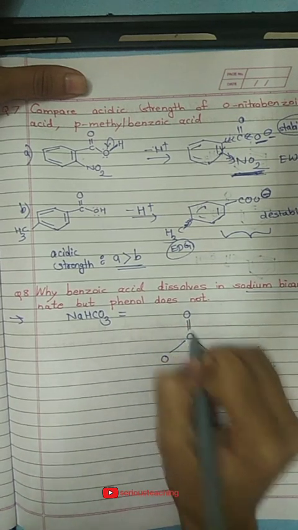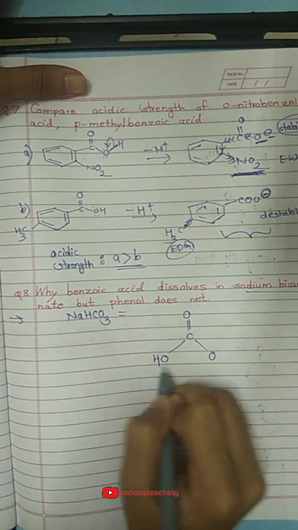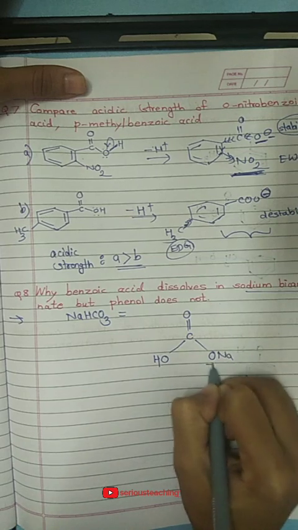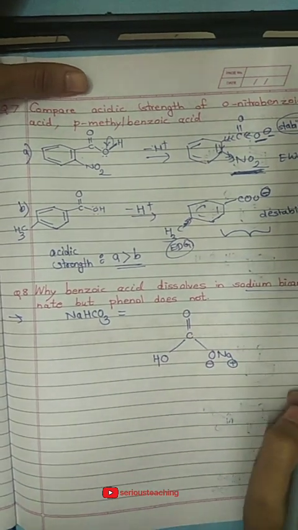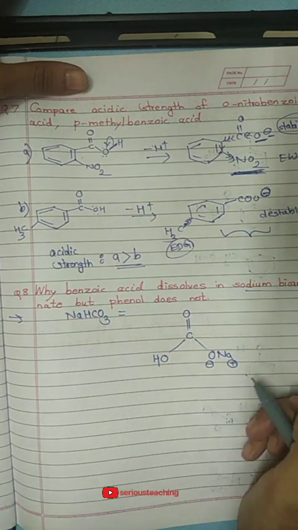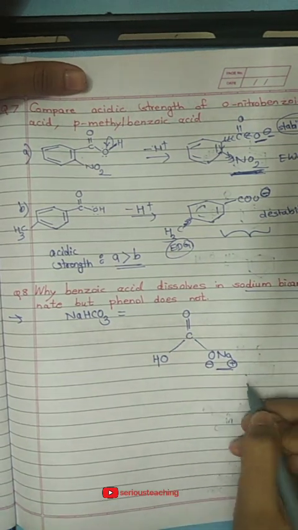This is oxygen. Here H and here Na. O minus Na plus. So this is the structure of sodium bicarbonate. So which is the weakest bond here? The weakest bond is this O minus Na plus.